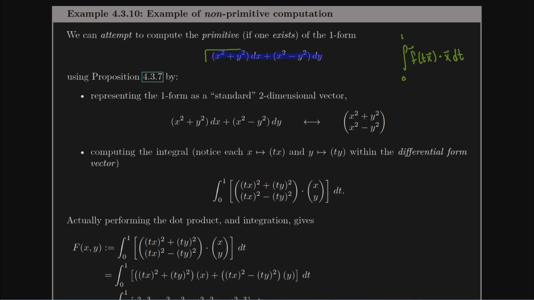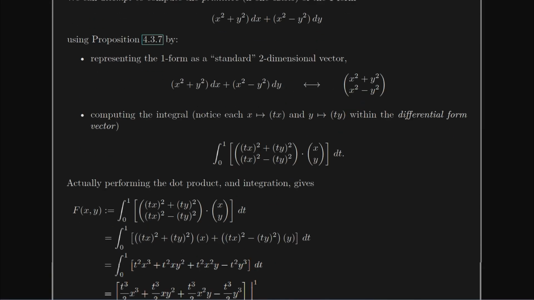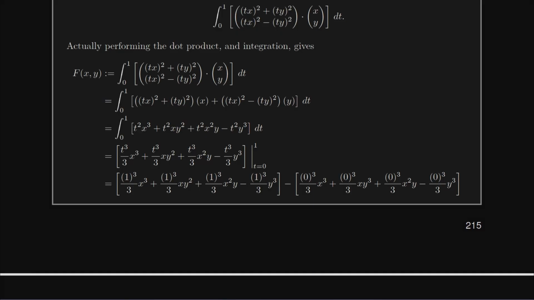So I'm going to have to replace my differential form with its vector version, the x component, of course, being x squared plus y squared, and the y component x squared minus y squared. Then I replace every variable with a multiplication by t, so tx squared, ty squared, tx squared, and ty squared. And I take the dot product with the regular vector of variables, and I perform my integral. If I take that dot product, that's just going to be tx squared plus ty squared times x, plus tx squared minus ty squared times y. And now I'm going to simplify as always.